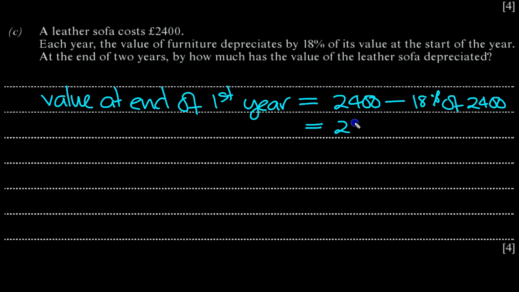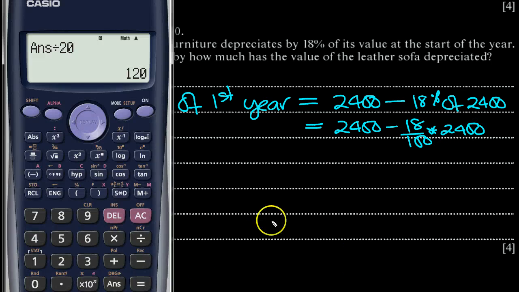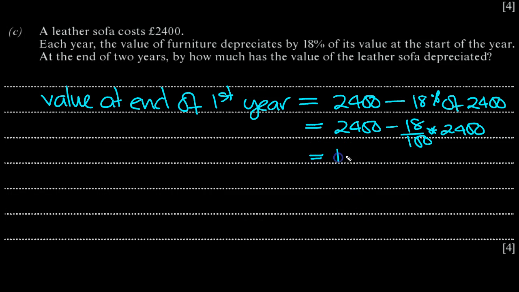So that's 2,400 minus 18 over 100 of, is times 2,400. So we could tap that in the calculator. We don't need to simplify it really. So it's 2,400 minus 18 divided by 100 times by 2,400. 1968. So that's the value at the end of the first year.